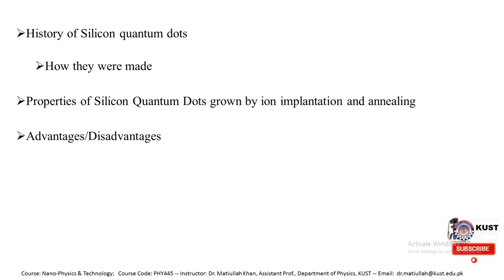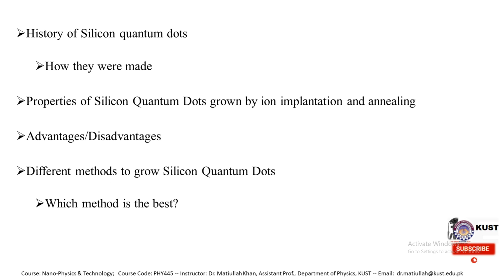In today's lecture we will basically discuss the history of silicon quantum dots, how they were introduced, and the stage-wise development in their history, how they were made. We will discuss the properties of silicon quantum dots grown by ion implantation and annealing process, and finally the advantages and disadvantages of this particular method. Similarly, we need to discuss some other methods to grow silicon quantum dots, and at the end we need to compare the different methods used for this particular quantum dot.